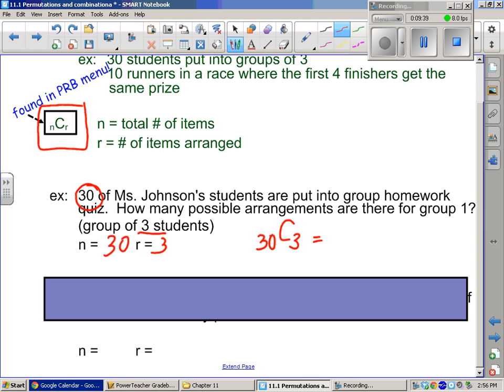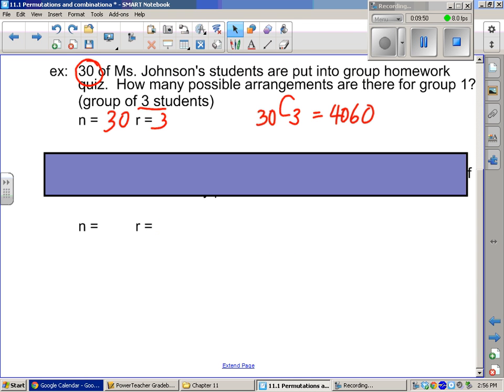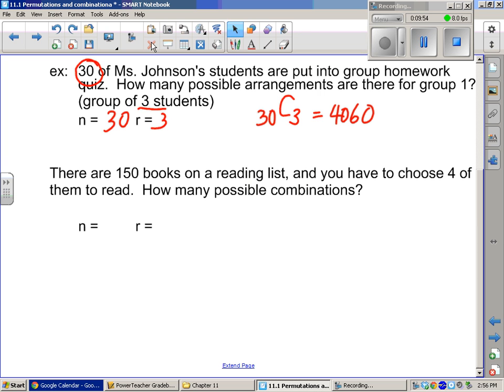We type that in the handy dandy calculator. 4,060 ways. That's a lot to arrange, a class of 30. That's a lot. We have a tough job, you know.